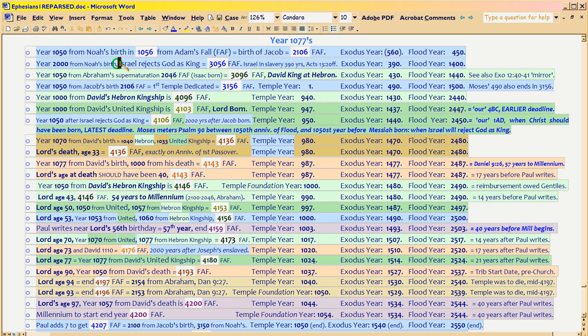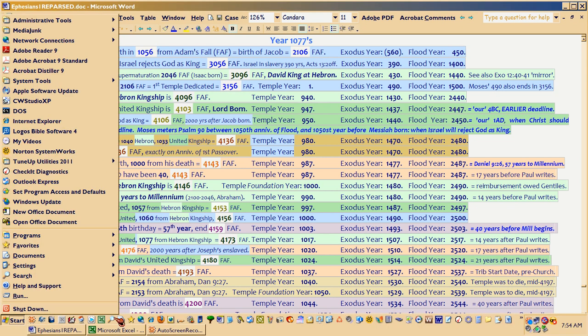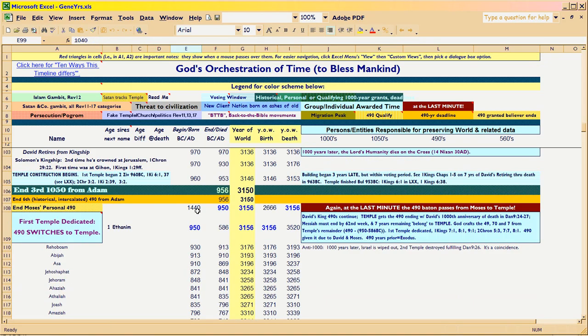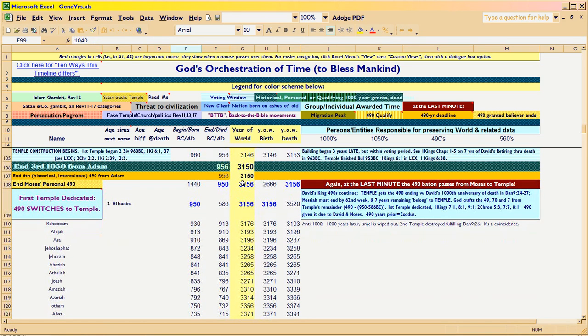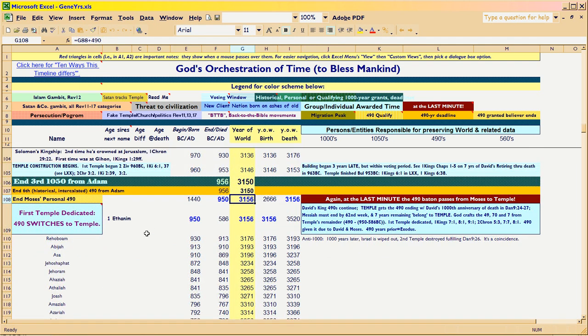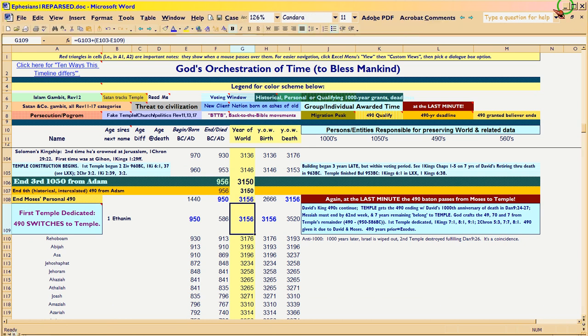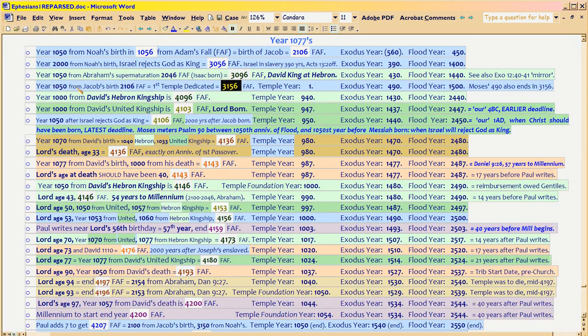This seems like it would have invalidated it for the world, and it could have, except that Moses already had a time grant that was running. The Mosaic time grant runs out in 3156. I'm not sure it was the 490. I think it's the 1000. 3156. It's the 490. Moses' personal 490 ran out in 3156. So you see how that is something else that comes into play that affects the first temple's dedication. Why? Because it's based on a tie to Jacob.